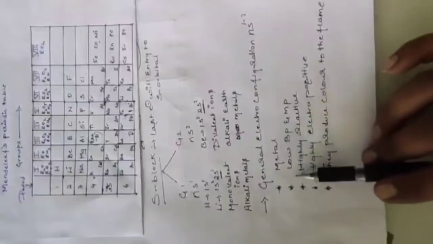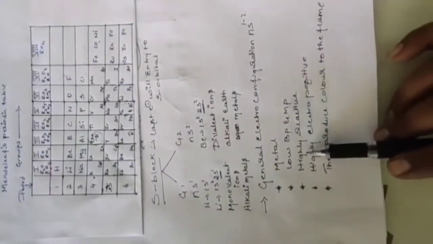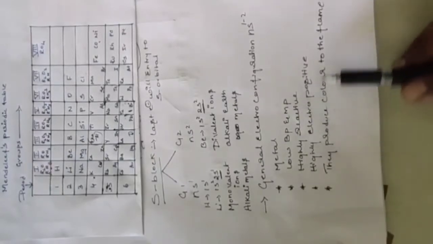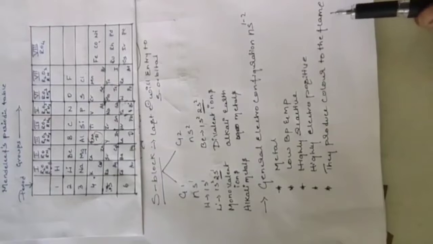Group 1 has the general electron configuration ns1, group 2 has ns2. Group 1 is monovalent, group 2 is divalent. They are the alkali metals and the alkaline earth metals, with general electronic configuration ns1-2. S block elements are metals with low melting and boiling points. They are highly reactive, highly electropositive, and produce color in the flame.